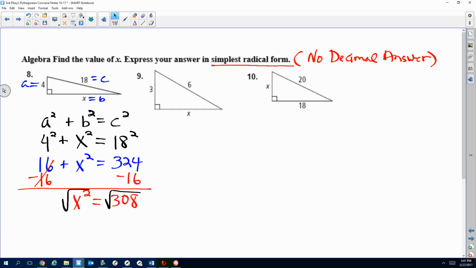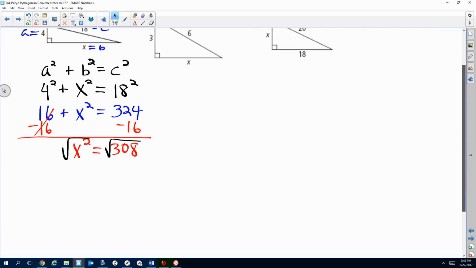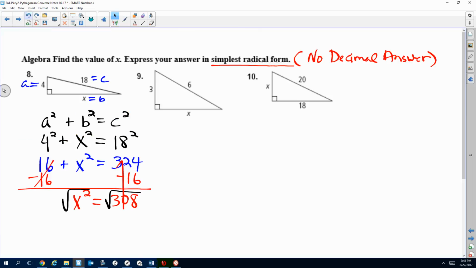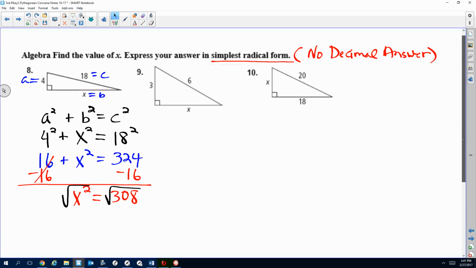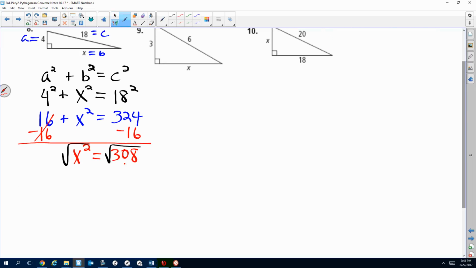Now, if you're not too sure how to do that, like your perfect square factors, the easiest way to do it is to break it down like your factor tree, prime factorization. So you're trying to come up with two numbers that you can use to make 308. Also, you should always start off with the first 4 primes. So we've got 2, 3, 5, and 7.